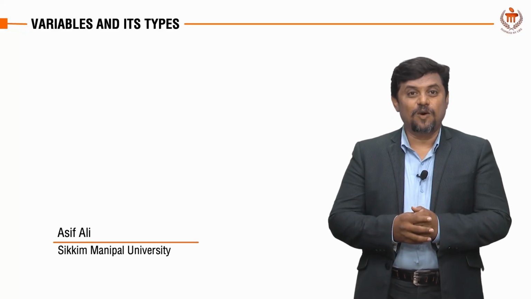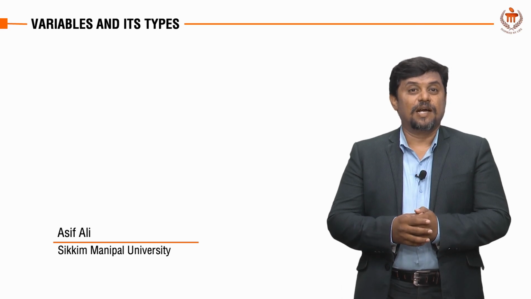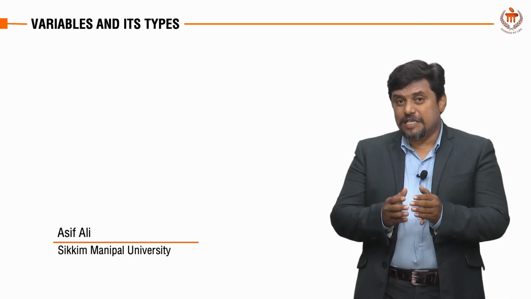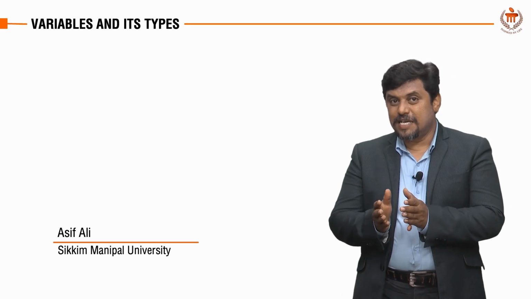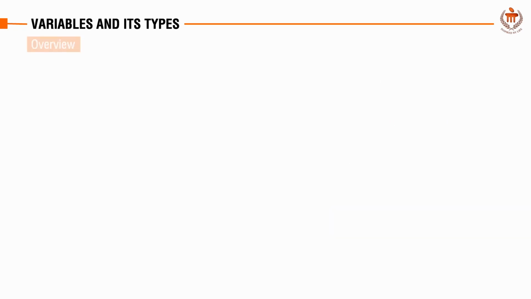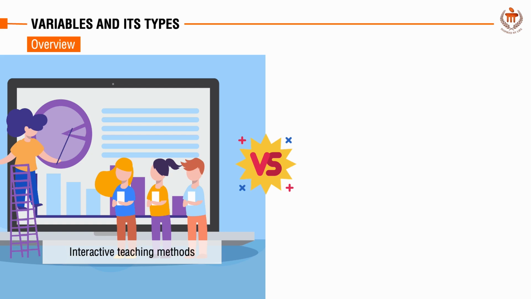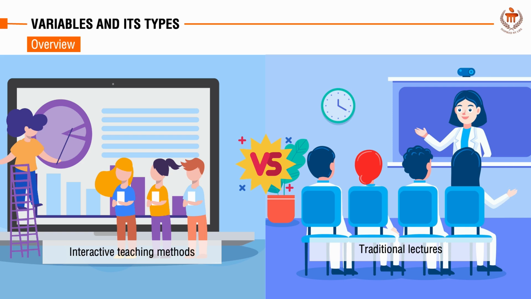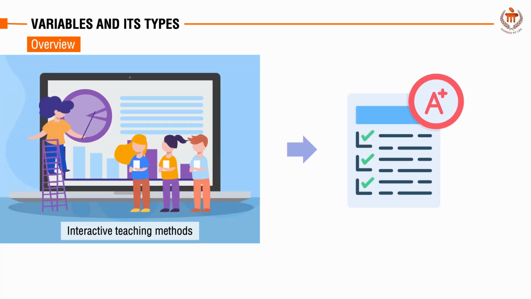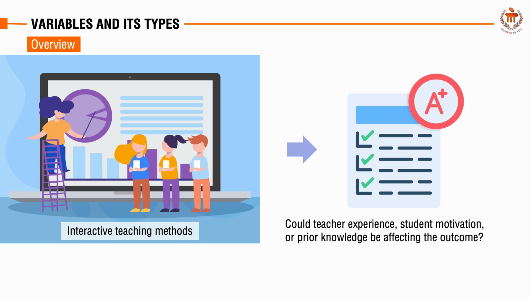Welcome learners. Now let us discuss the research methodology, the important aspects of research, variables and its types in this session. Now look at this scenario. Imagine a school test through interactive teaching methods improved student performance compared to traditional lectures. So, initial results show better grades with interactive methods. However, could teacher experience, students' motivation or prior knowledge be affecting the outcomes?